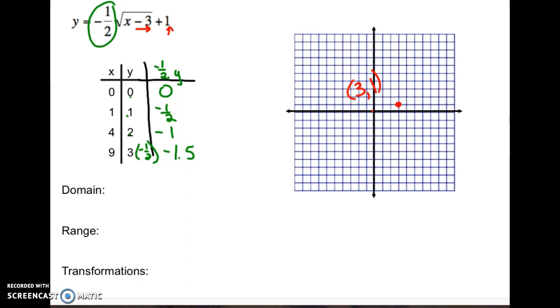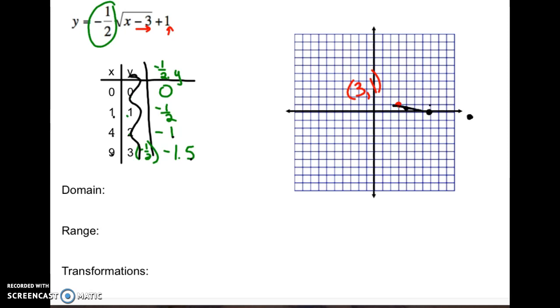So I'm going to graph those points. Oh, I lied. We've got our vertex here, 3, 1. And then it says go right 1, down 1/2. So right 1, down 1/2. And it puts us between the 1 and the 0 there. Right 4, down 1. So back to the vertex. Right 4, down 1. And then we want to go right 9, down 1.5. So from our vertex here, 1, 2, 3, 4, 5, 6, 7, 8, 9, down 1.5 would be about there.